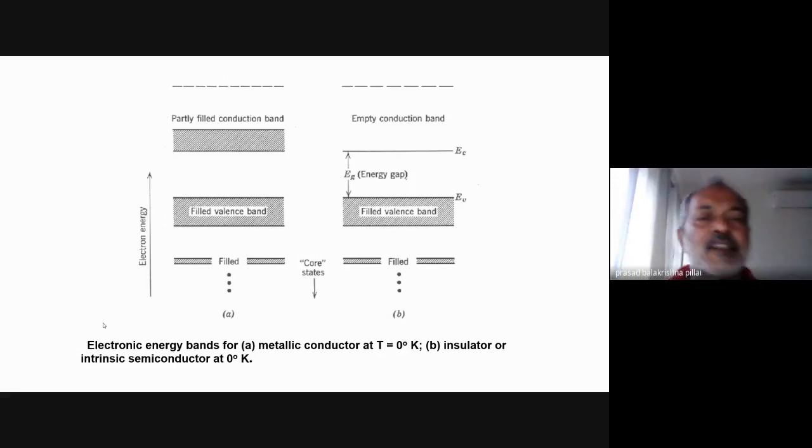So there are carriers available for conduction, and they can contribute to the conductivity. Whereas in insulators and semiconductors at 0 degree Kelvin, the conduction band is empty, and even thermal energy is not there to excite the electrons from valence band to conduction band. So you have a fully filled valence band and a fully empty conduction band, so no conduction. Whereas in the metals, you may have a filled valence band, but you have a partially filled conduction band, so the conduction process is possible. That is the difference. You can see that insulators and semiconductors have identical behavior at 0 degree Kelvin.